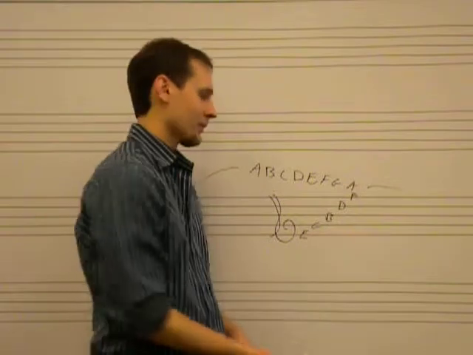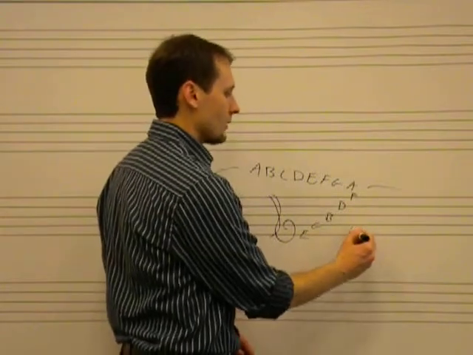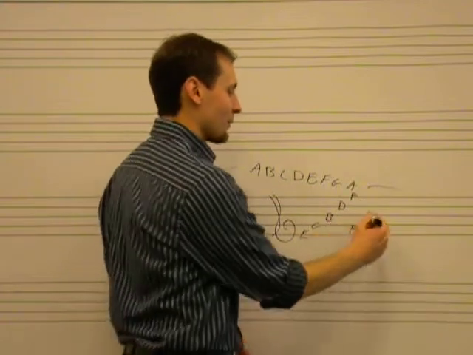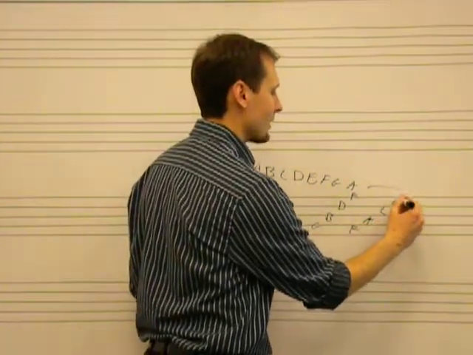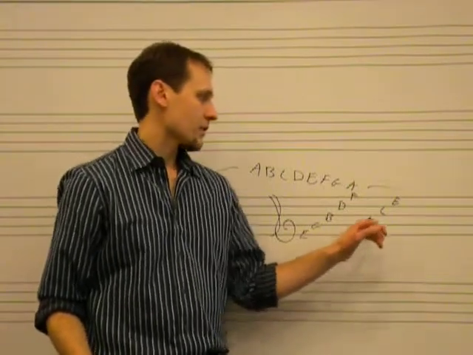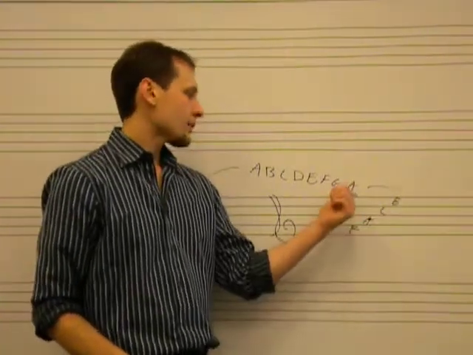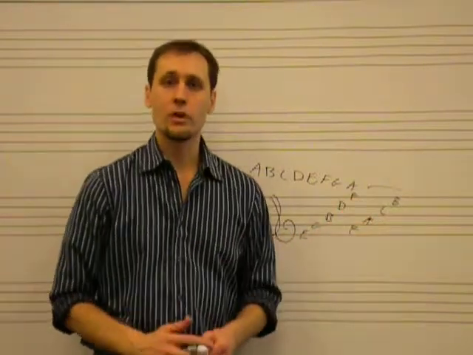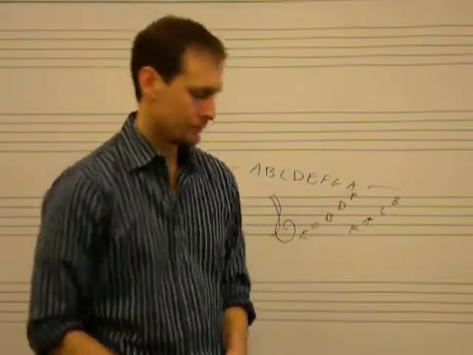The spaces, the lowest space is F, then A, then C, and then E. And as you can see, the spaces spell face, F-A-C-E. So lines, every good boy does fine, spaces, face. And that's how you can remember the notes that are on the treble clef.